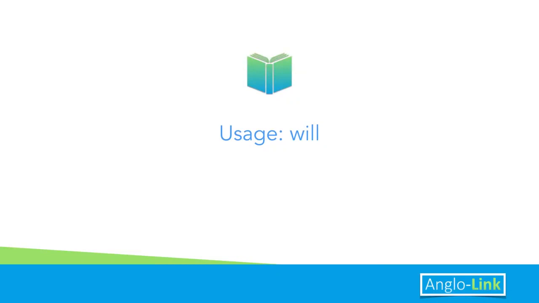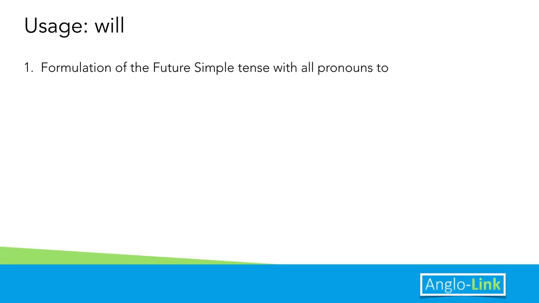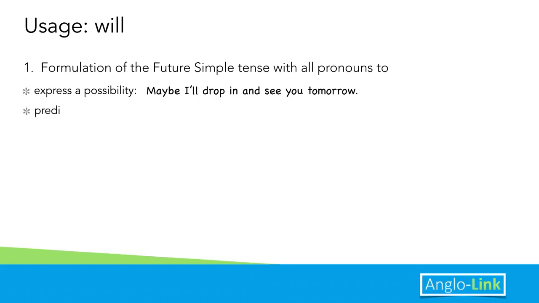Moving on to will. The first usage, obviously, is the formulation of the future simple tense with all pronouns to do different things. For example, to express a possibility. Maybe I'll drop in and see you tomorrow. Or to predict a future event. I have a feeling he'll turn down my invitation.